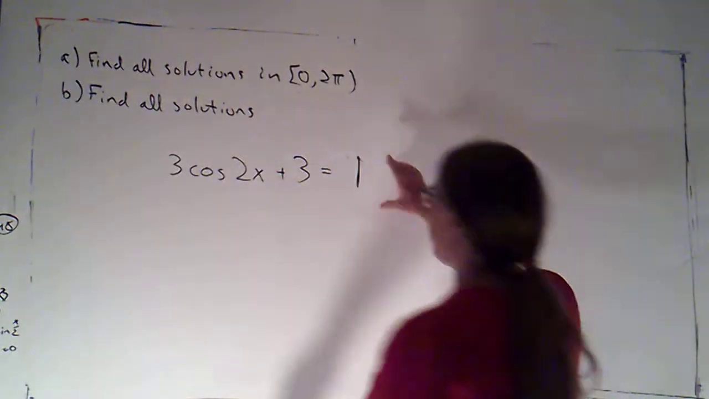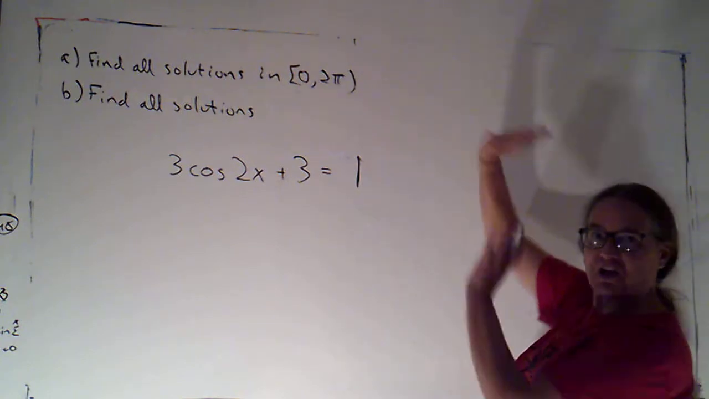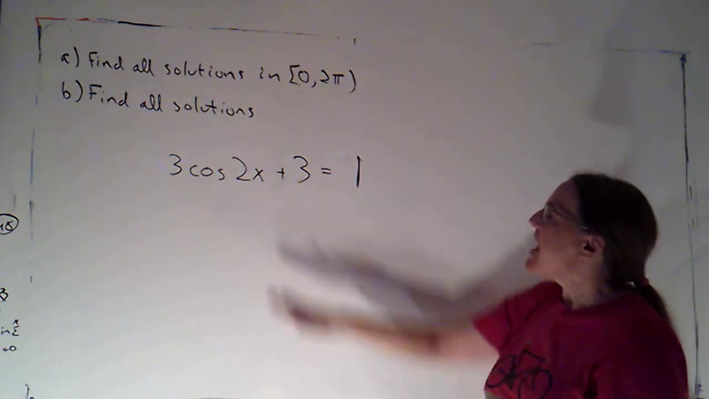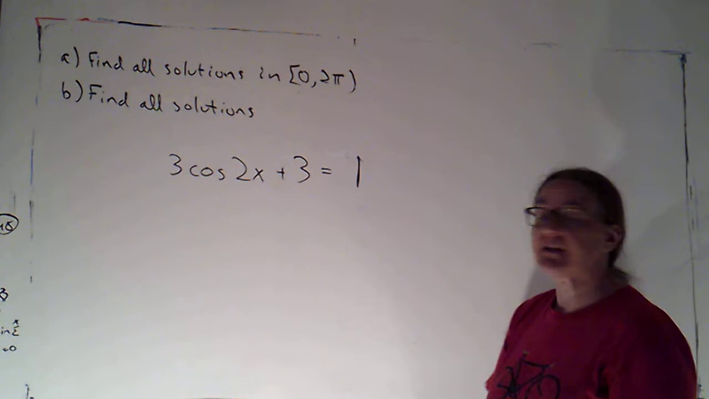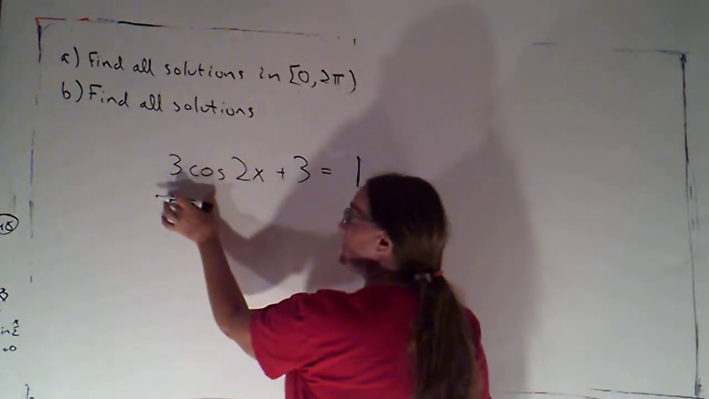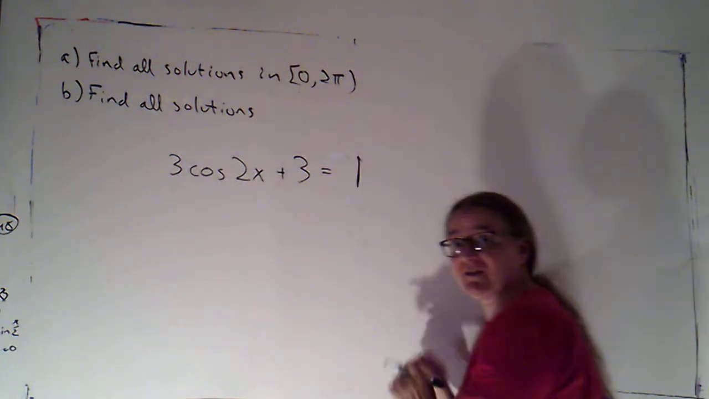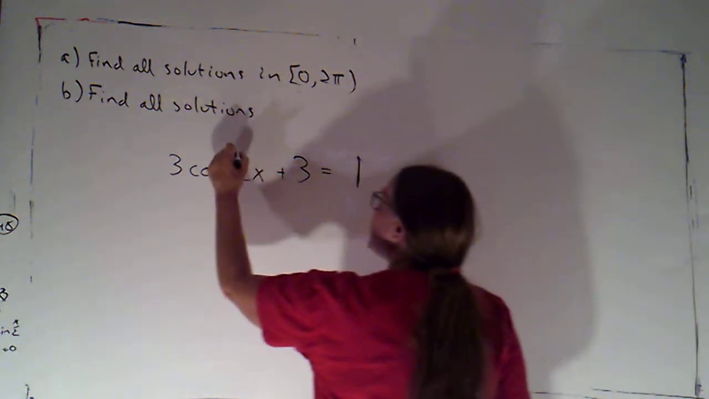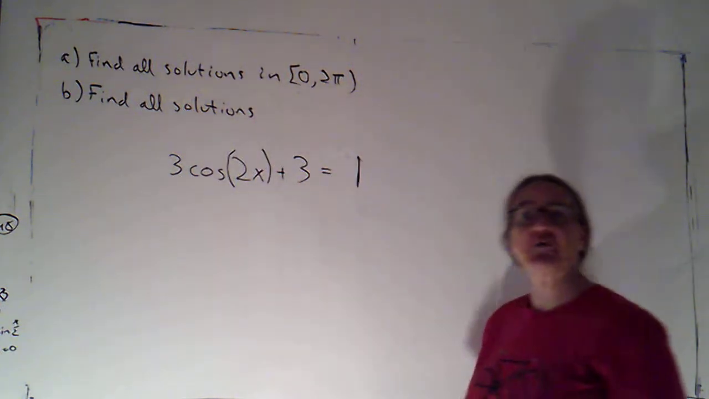Got another problem up here, same directions. I'm just keeping those up for a while here. This problem looks a little bit different. It's still a linear function in cosine because the power of cosine is still cosine to the first. What's changed is that angle, it's 2x.